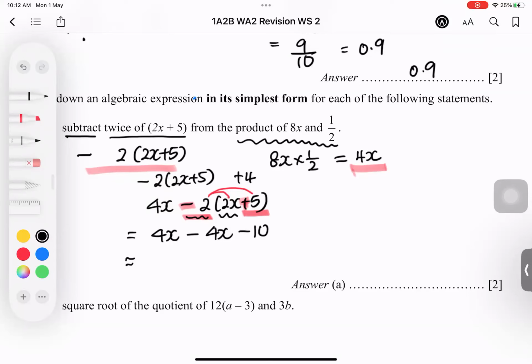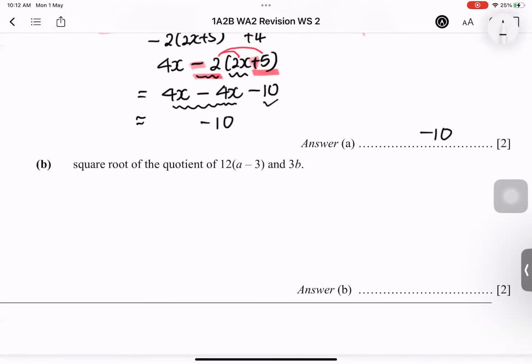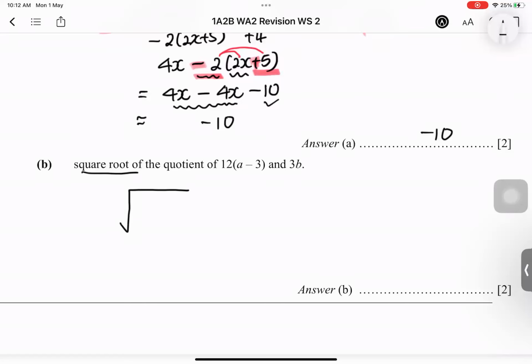Okay, so 4x minus 4x, there's no more. So left the number, negative 10 is the answer. Okay, you have to simplify it. Next question, quotient means divide. So 12a minus 3 divided by 3b. Okay, 12a minus 3 divided by 3b.